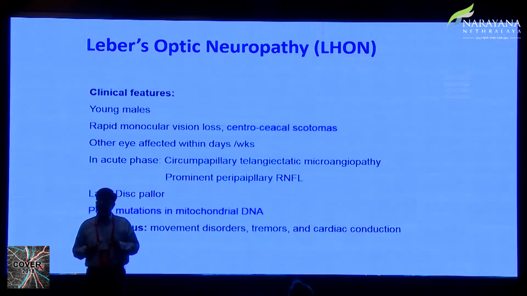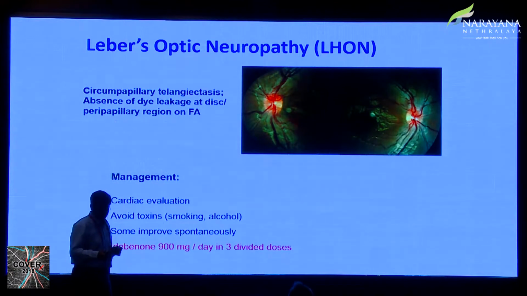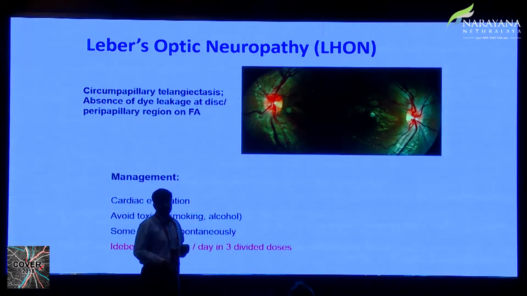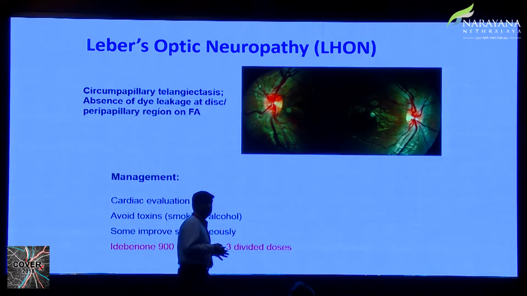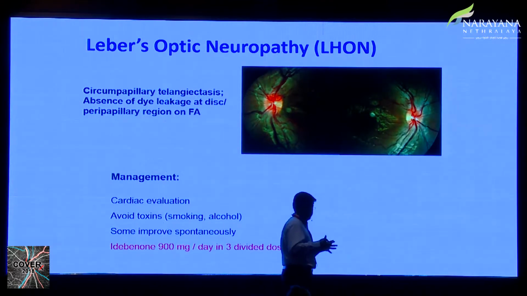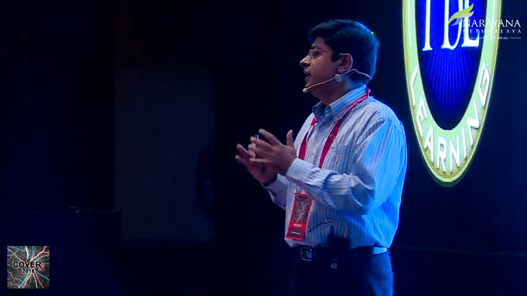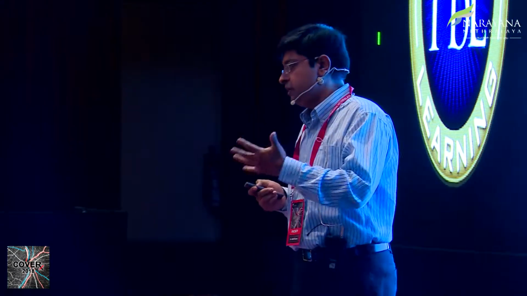If they present to you acutely, you can see circumpapillary telangiectatic microangiopathies and a prominent peripapillary RNFL. So this would be the feature of a Leber's that you would see. The other eye would classically be normal, but there would be no dye leak on the disc. So if you are suspecting, you would want to see that there is no dye leak from the disc.